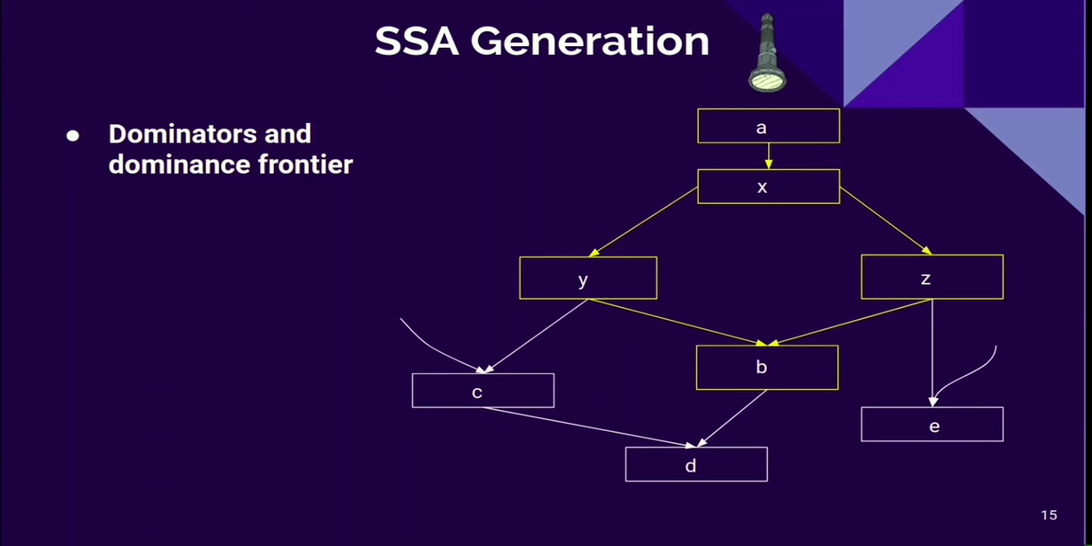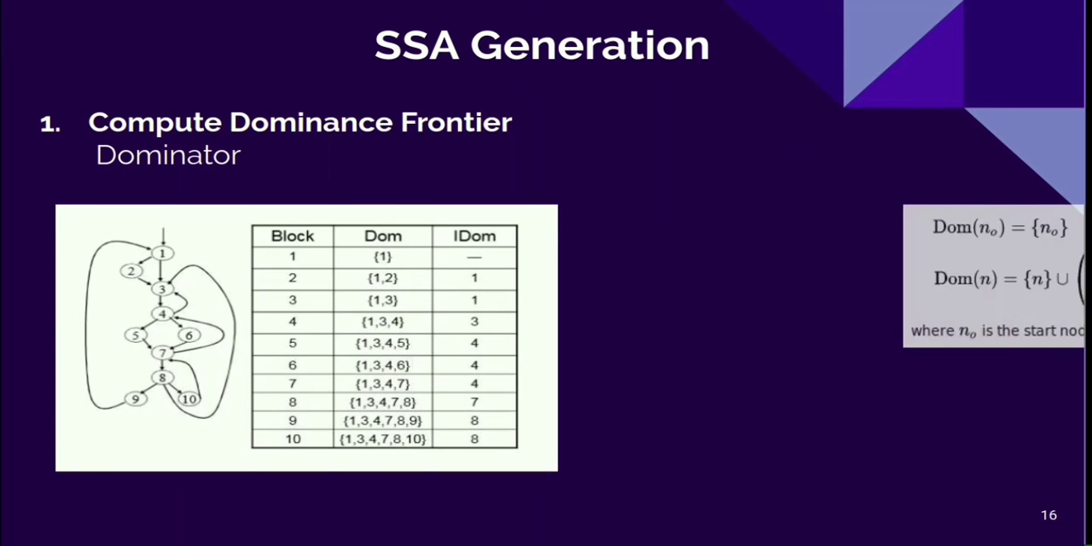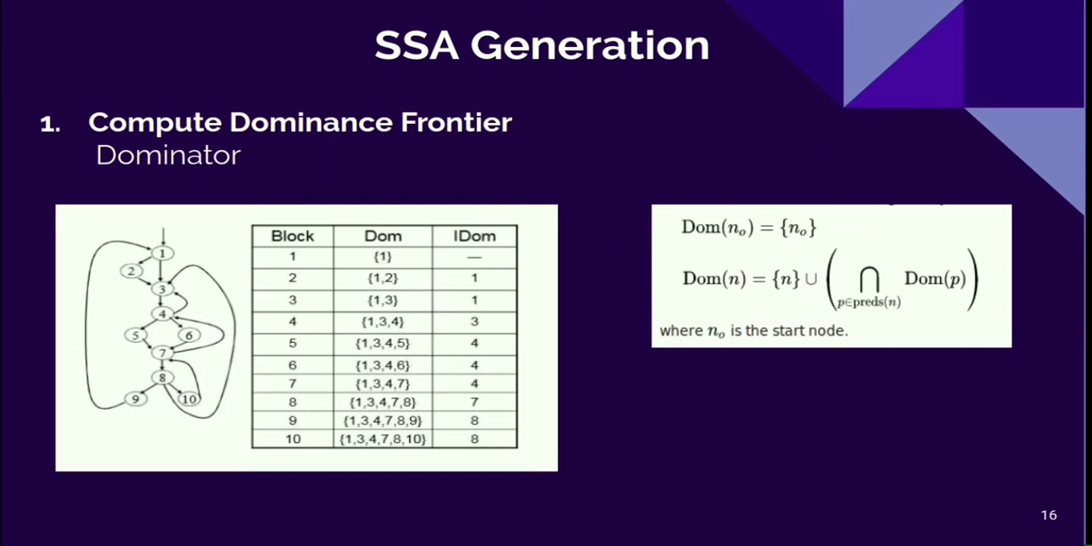To understand SSA, we need to understand dominators and dominance frontier. Imagine there is a light that is put on these nodes of the CFG. Wherever the light is reaching, these are the dominators, and the region where this light does not reach is the dominance frontier. We calculate dominance frontier using this given formula.